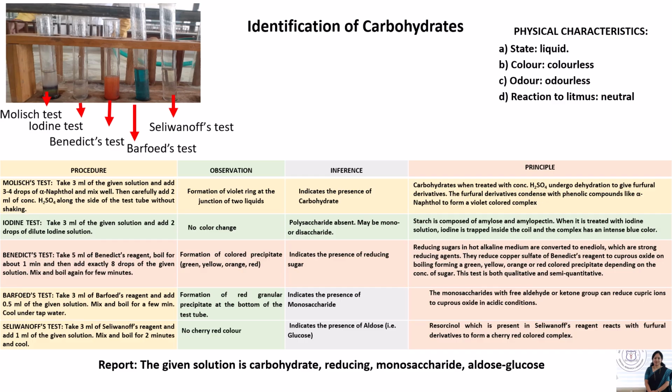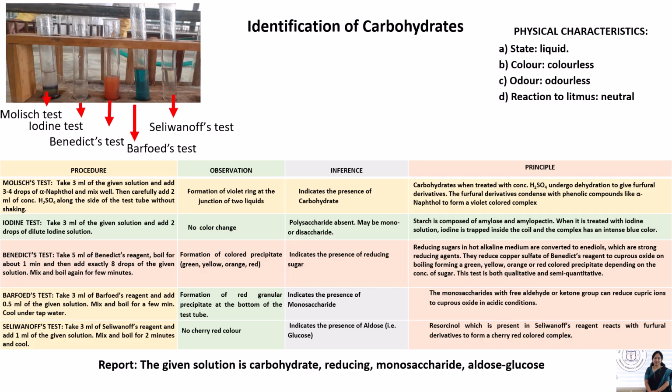For example, when green colored precipitate is formed, it indicates 0.5% of the carbohydrate in the given sample. Yellow indicates 1%, orange indicates 1.5%, and red indicates 2% of the reducing sugar present in the sample. Now what's the principle behind this test?